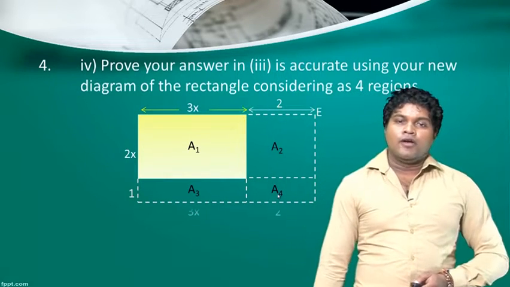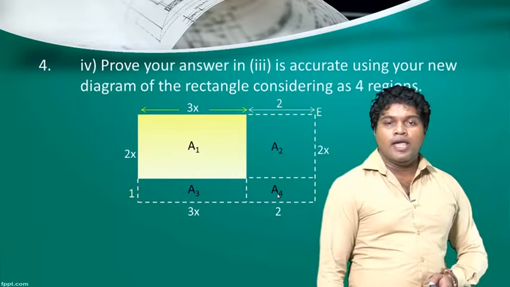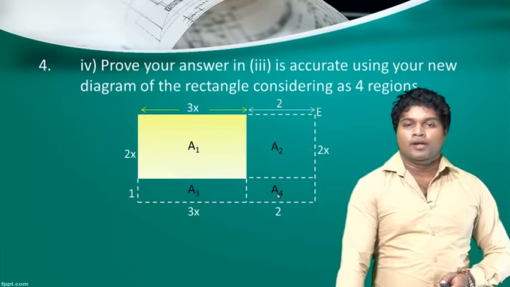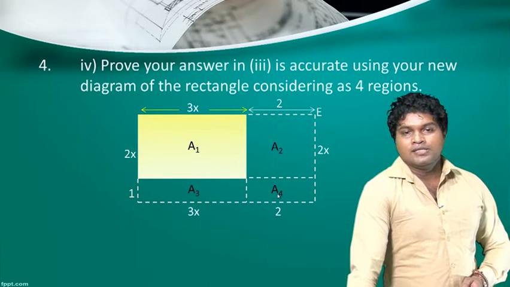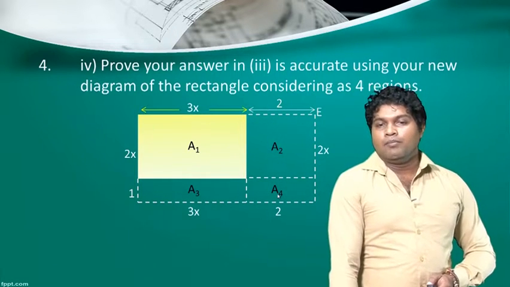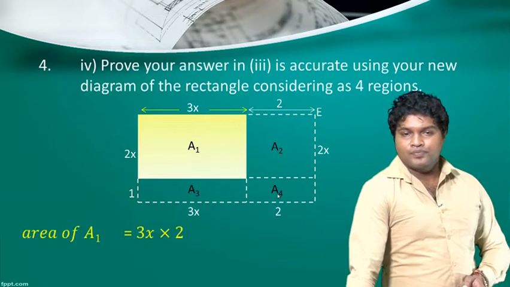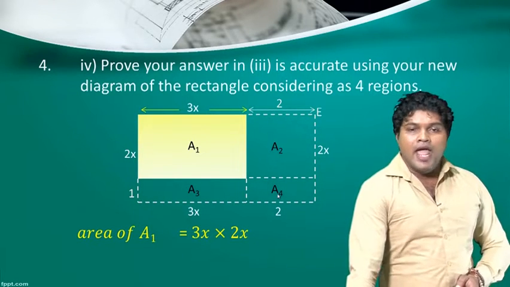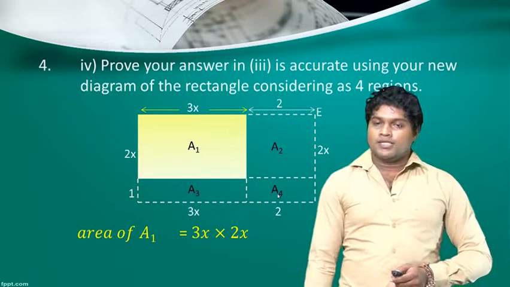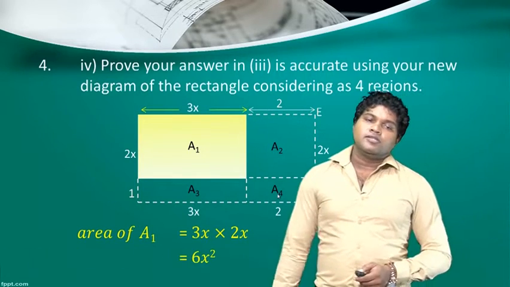Then we have to find out the total area considering them one by one. There are 4 regions according to the diagram. First area number 1, area number 2, area number 3, and area number 4. You can see area of A1, you know the region belonging to A1. Area of A1, 3x into 2x, you know 6x squared.